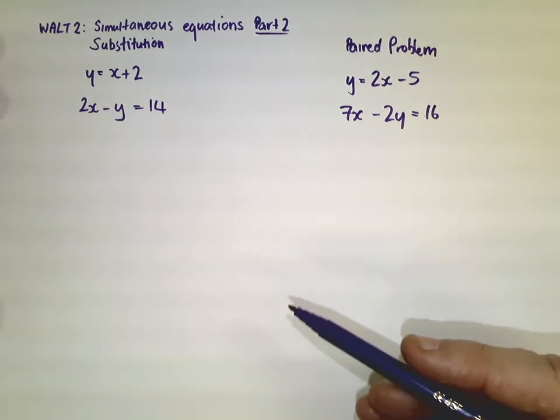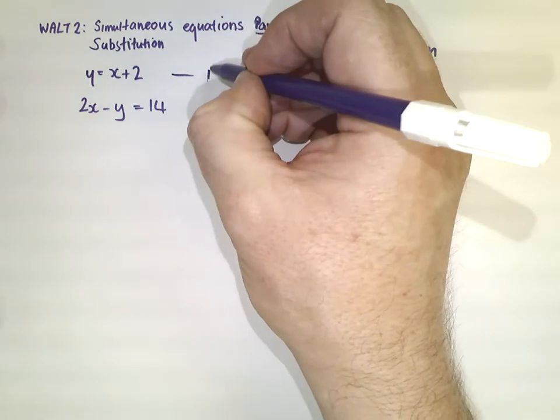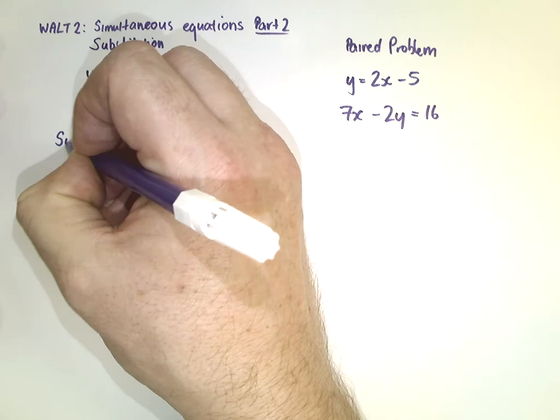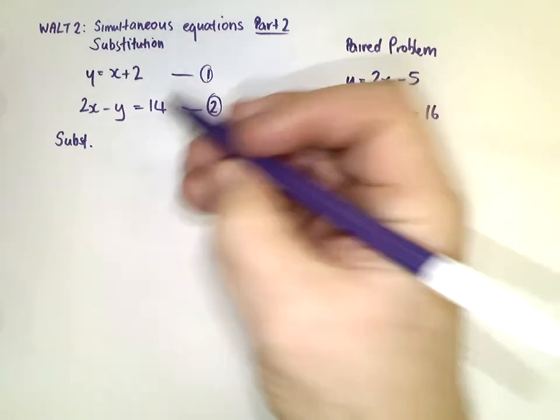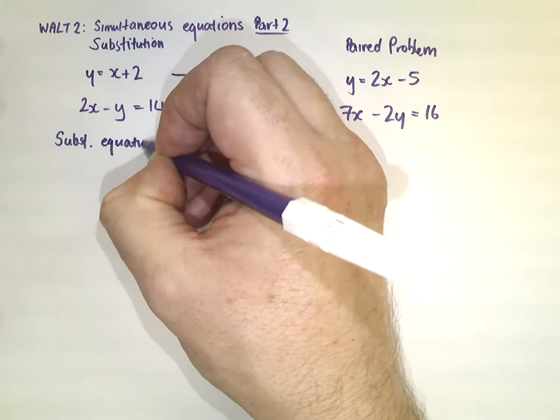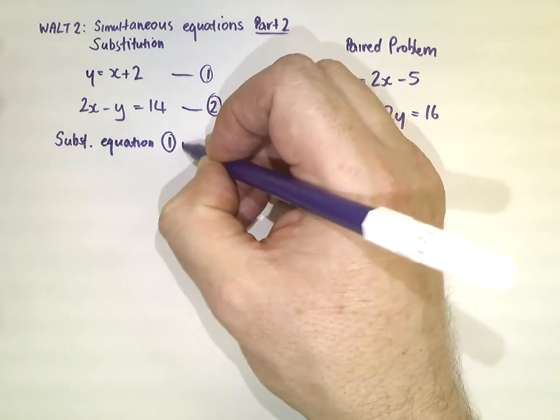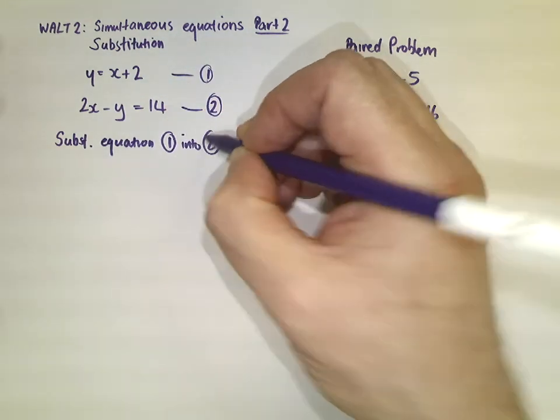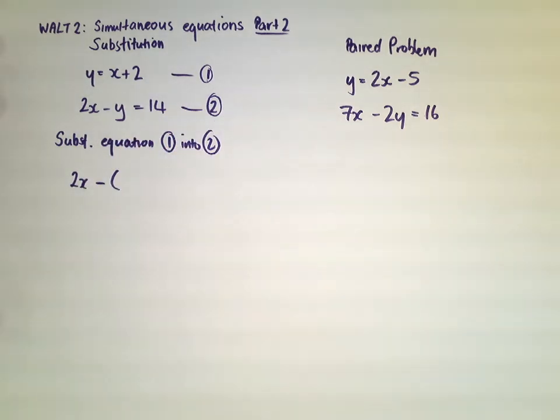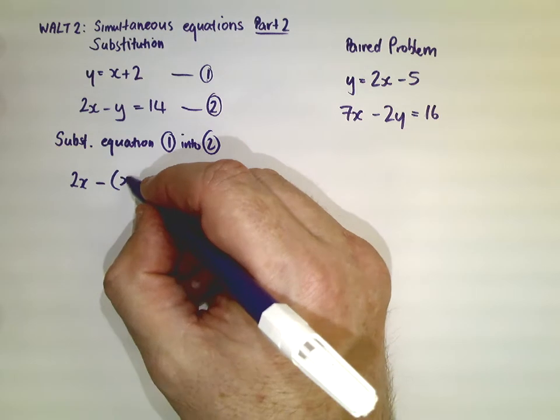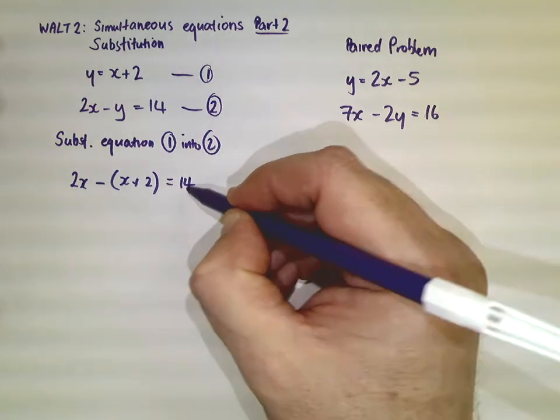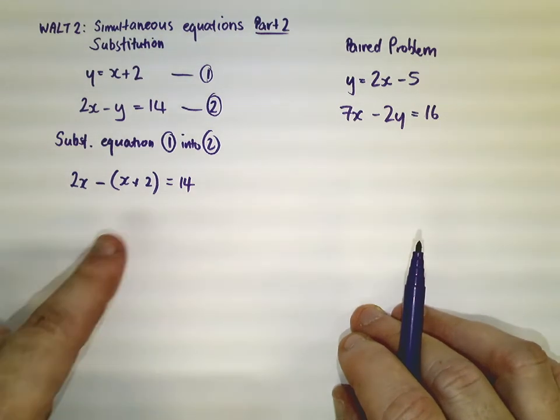So what I'm actually going to do is I'm going to name them up. I'm going to call this once again equation 1, and I'm going to call this equation 2. And then I'm going to write that I'm going to substitute equation 1 into equation 2. So if we have a look, I'm going to get 2x. Now I've got this minus, and I'm going to put a bracket there. And then in that bracket, I'm going to put in the x plus 2. And of course, don't forget to put our equals 14 on the end, because otherwise it's going to be very difficult for us to solve it.